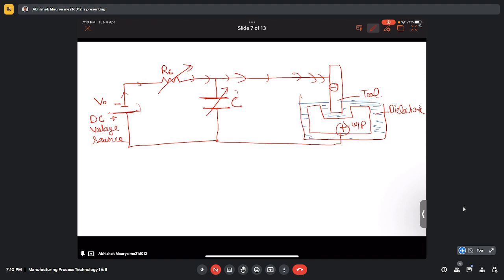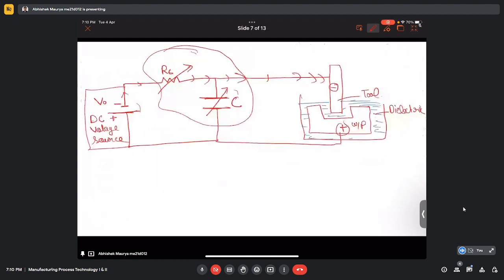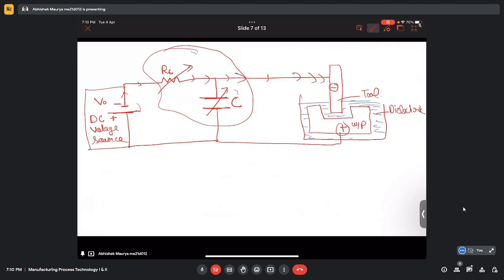So normally, if we had not used these two things, we would have got the voltage source similar to the arcing, like this. Since we have connected this resistance and this capacitance, the same voltage source now looks like this. This is required for the sparking. I will quickly explain the mechanism.